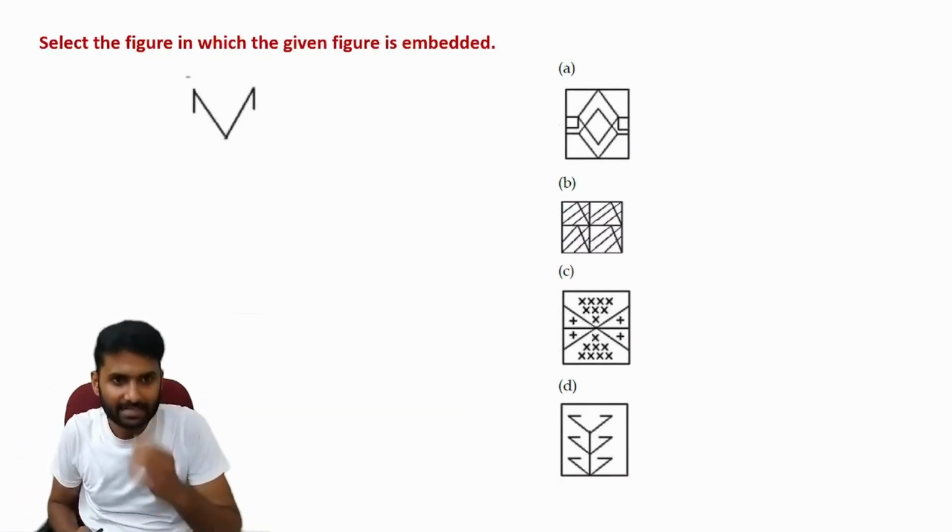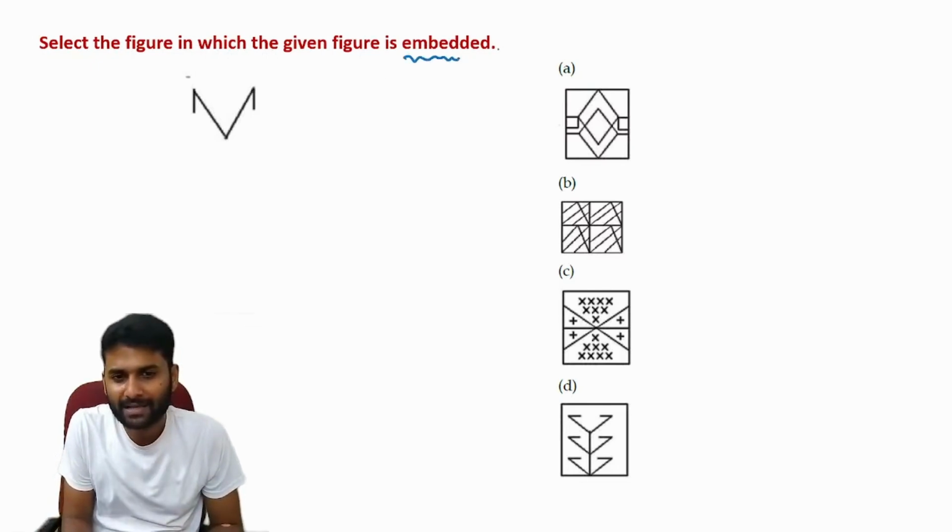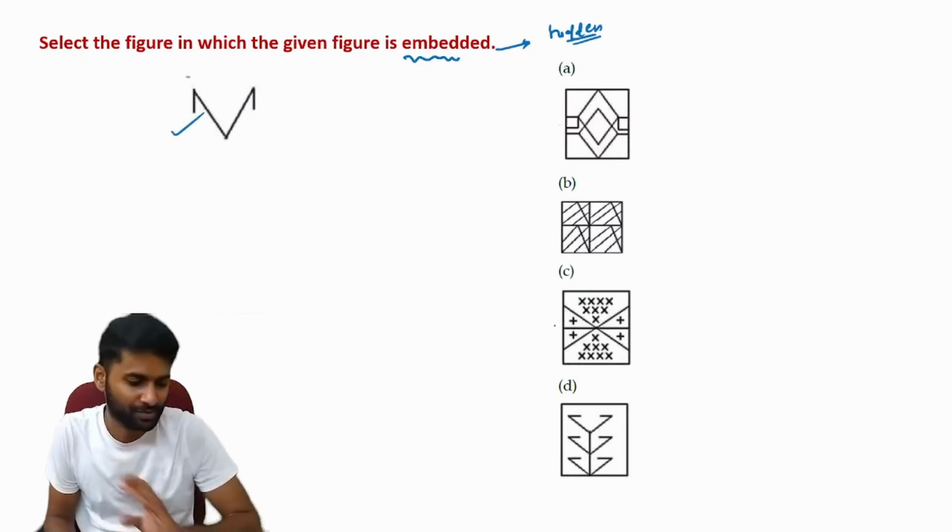Now here is the question. Select the figure in which the given figure is embedded. Guys, embedded is all about hidden figures. So where can you see these respective shapes out of the four options?